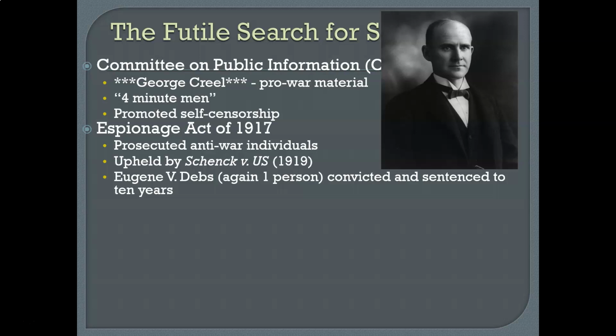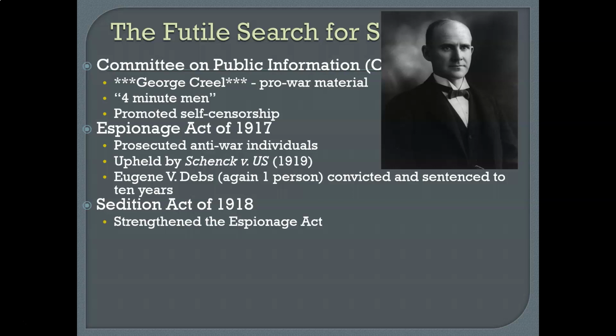So the Espionage Act, as I mentioned, prosecuted anti-war individuals. Eugene Debs, again one person, was convicted and sentenced to 10 years for his involvement. And remember, he's involved in the Socialist Party and was an opponent to the war. A pardon by President Warren G. Harding ultimately won him his release in 1921. So he didn't have to serve that entire sentence. In all, more than 1,500 people were arrested in 1918 for the crime of criticizing the government. The decision was upheld by Schenck versus the United States. Okay, in the Supreme Court decision, it left the Espionage Act in place.